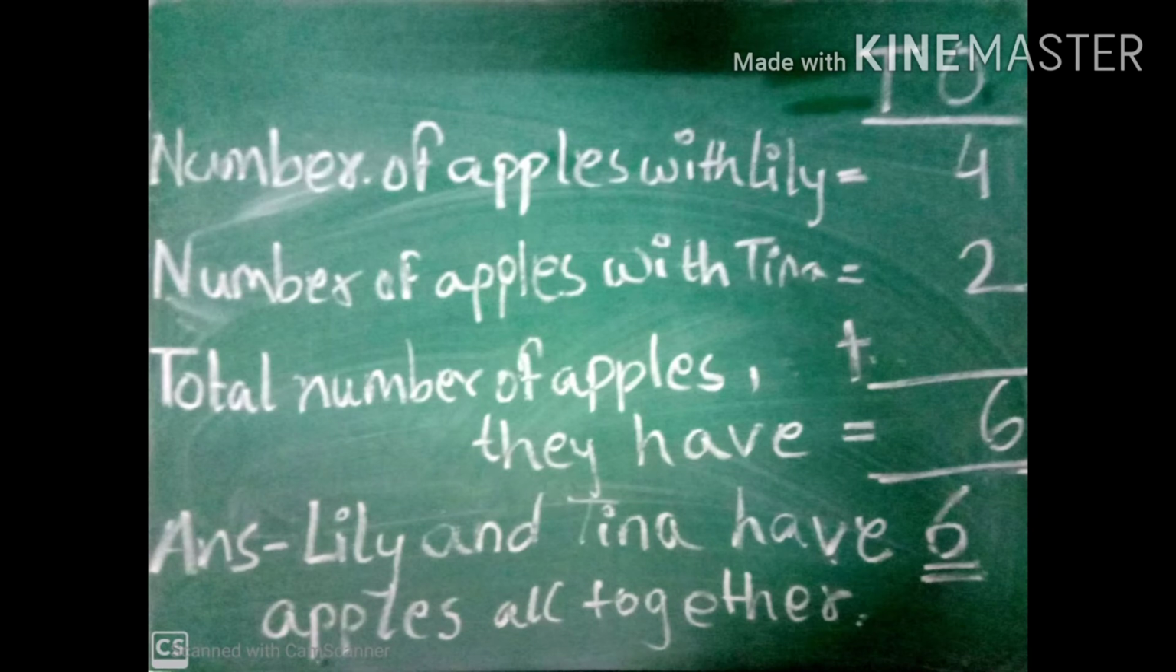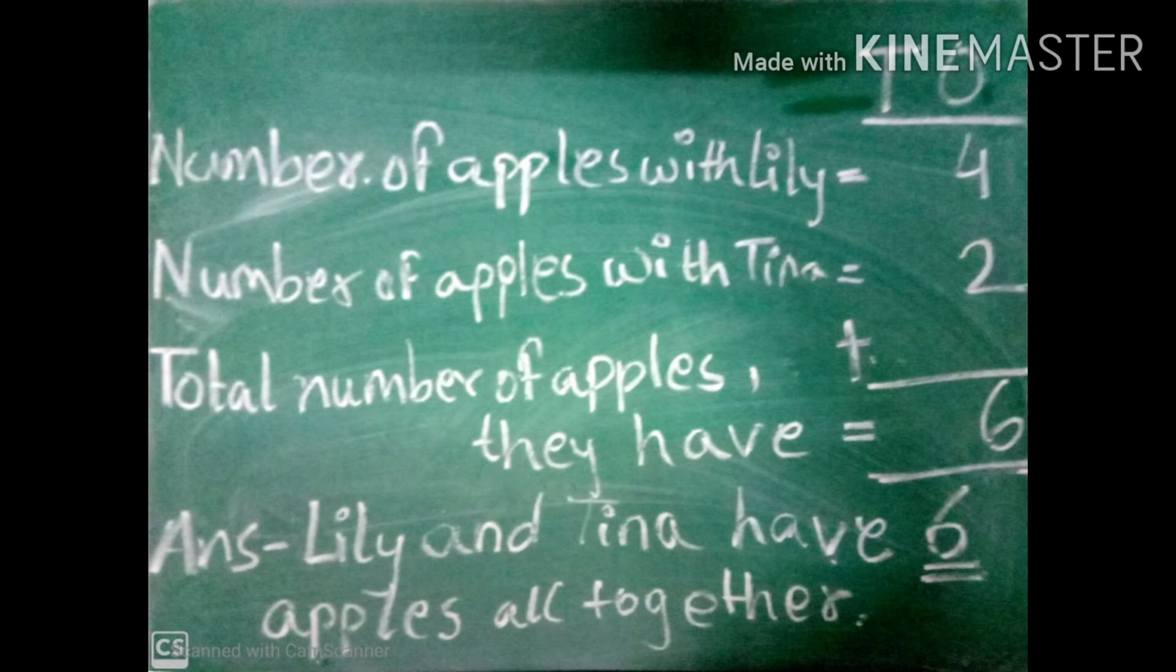So see the statement number 1. Before writing the statement, every time you have to write tens and ones and you have to follow a straight line when you are writing the numbers. Every statement should end in the ones place. Okay, so statement 1. Number of apples with Lily equals to 4. So where will we write 4? In the ones column.